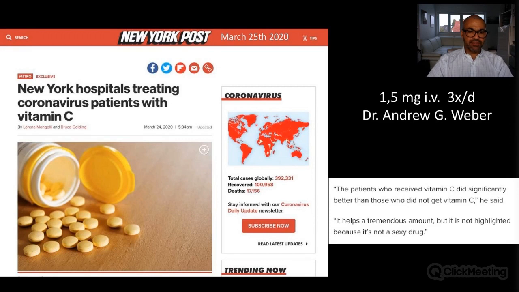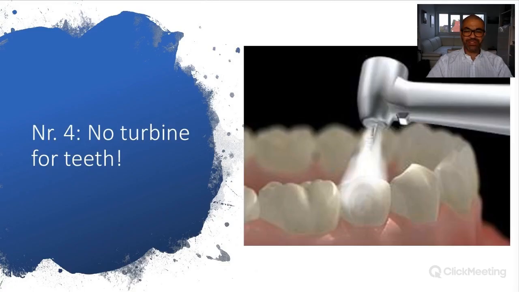Okay, this is just a paper from the New York Post, where you can see that New York hospitals are treating coronavirus patients with vitamin C. And on the right side, you can see that it's working very, very efficiently. I try to be on time, so I go a little bit quickly to number 4.